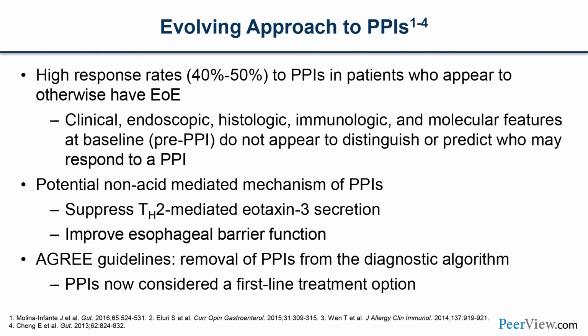The PPIs, in an acid-independent fashion, will suppress this Th2-mediated eotaxin-3 secretion. Eotaxin-3 is the main chemokine that will bring eosinophils into the esophagus, and so the PPIs block that. They also improve barrier function. And in some brand new data just published a few months ago, they've had many effects on the esophageal epithelium, many of which are beneficial.